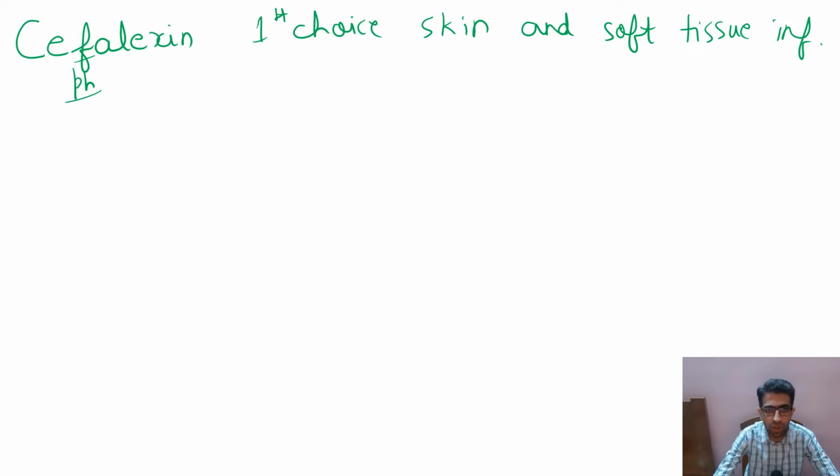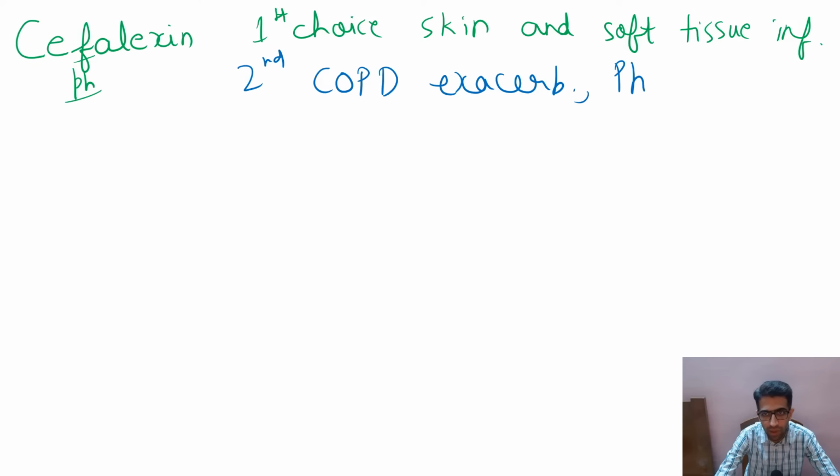Then second choice in COPD, chronic obstructive pulmonary disease exacerbation, and also in the case of pharyngitis, that is inflammation of the pharynx. Clear so far? Great. Then we have another antibiotic by the name of cefazolin. Cefazolin, very important, most commonly asked question.